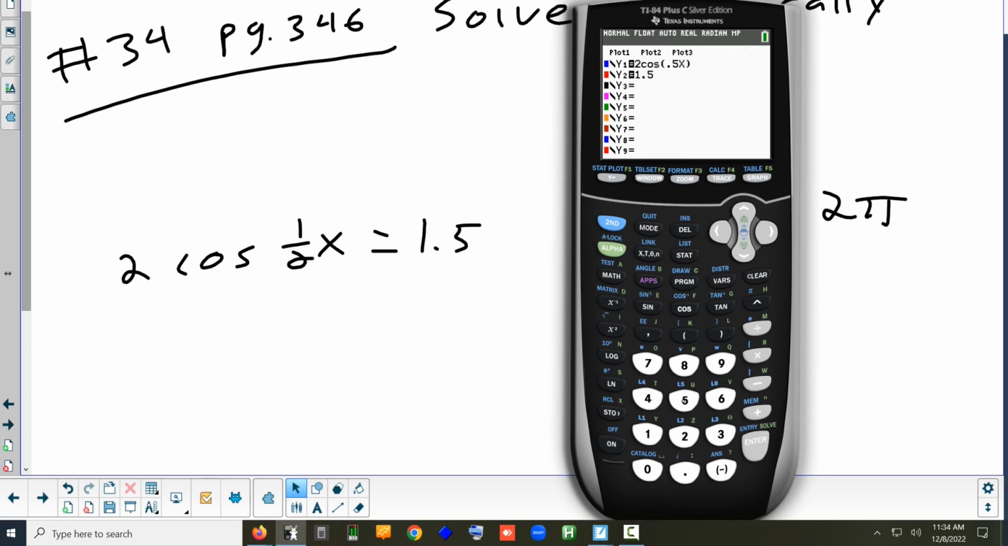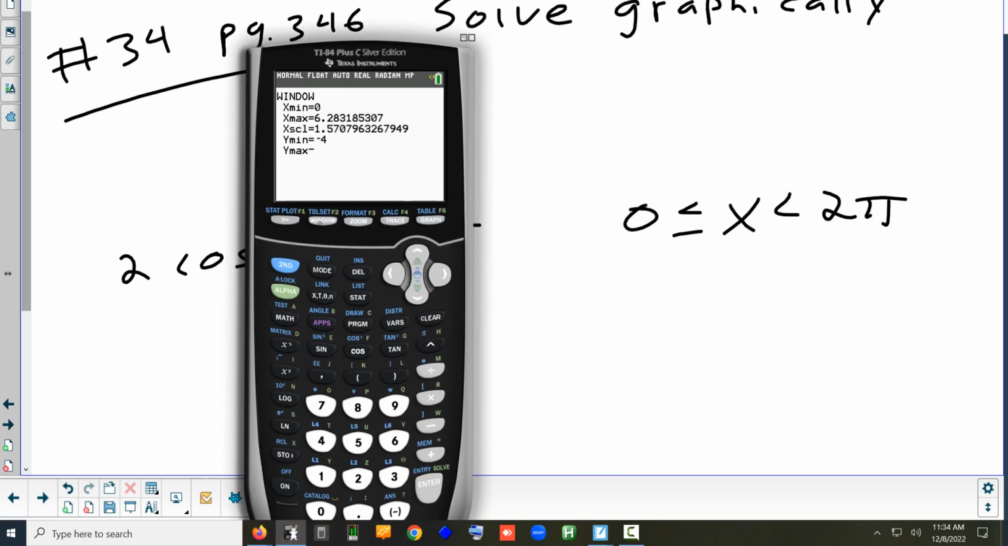Now, does cosine go up to 1.5? I don't think so. So are these two graphs going to cross then? Well, yes, because you have a stretch of 2. Right, you stretched it. So it's not -1 to 1 that the cosine is going to go, it's really -2 to 2. So 1.5 will hit that. If this 2 wasn't here, it would be no solution. Couldn't solve it. Window is the same window we had last time, 0 to 2 pi. So let's just leave that.